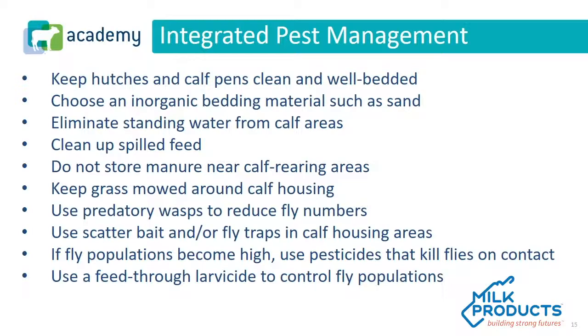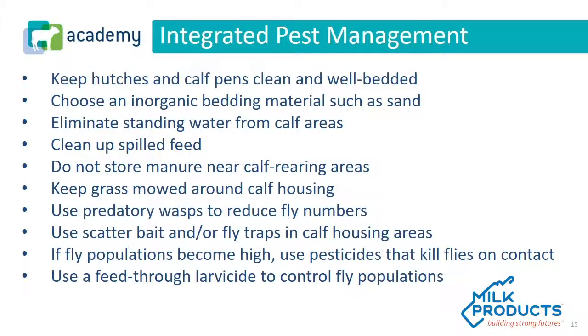When considering an integrated pest management system for calves, the sanitation aspect is to keep hutches and calf pens clean and well bedded. In warmer climates, where you don't need straw to protect the calves from the draft, you should use inorganic bedding such as sand. Standing water should be eliminated from all calf areas. Spilled feed or spilled milk should be cleaned up. Manure piles should not be near calf rearing areas. Grass should be mowed and weeds should be mowed around the calf housing areas.